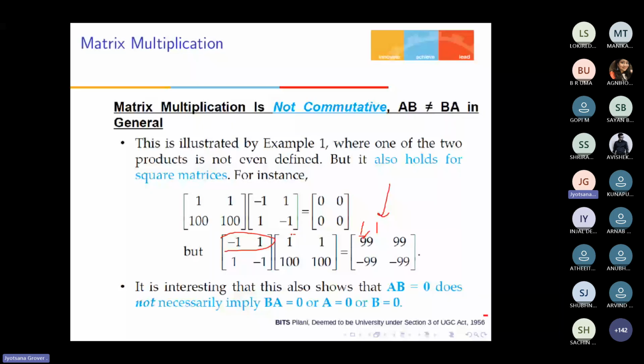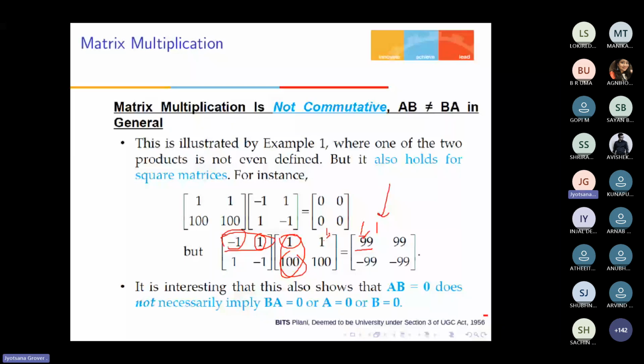Dot product is to do the element by element multiplication and then add. Minus 1 into 1 is minus 1, plus 1 into 100 is 100. 100 minus 1 is 99. Now go to the second one. This is the first row and the second column.